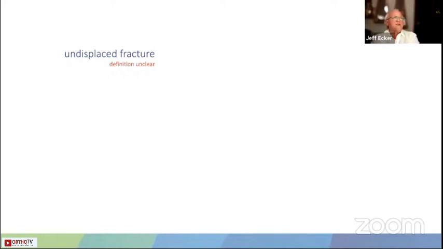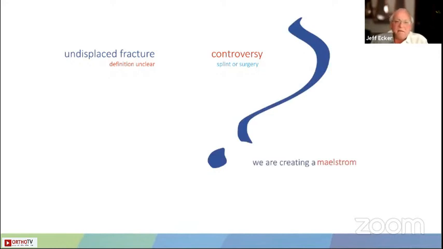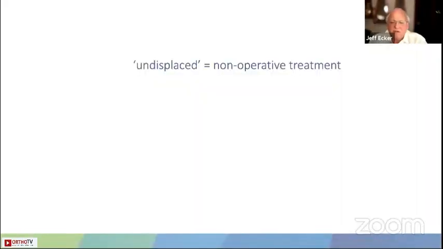Furthermore, the definition of undisplaced fractures of the scaphoid is unclear. So we're having a controversy about whether or not we splint, treat conservatively, or operate on a condition which is not clearly defined. So we're creating a maelstrom. We're creating confusion.